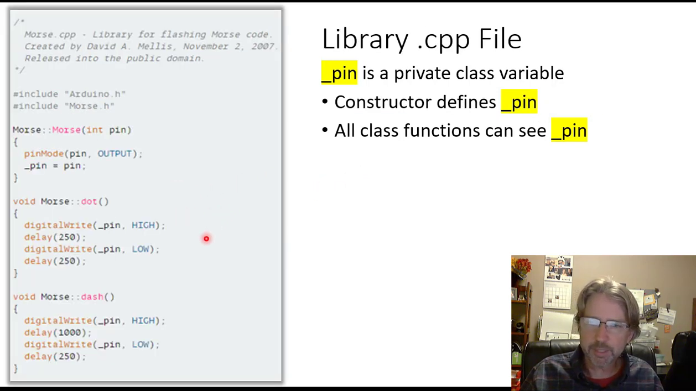Back at the C++ file, the CPP file, again looking at underscore pin. So we pass 13 into the constructor and it takes that and stores it in our class variable underscore pin, and then it's private, but all of these functions here can use it. So underscore pin is used when we're using digitalWrite to turn the pin on and off. So the constructor defines it, and then all the class functions can see it.